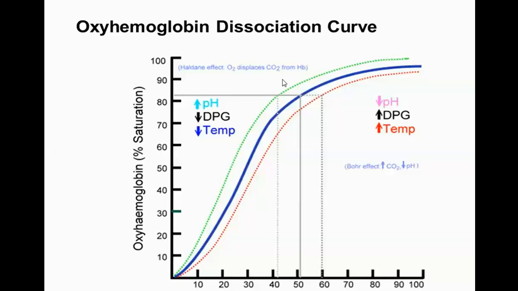Why is this curve sigmoid or S-shaped? This curve is sigmoid or S-shaped because we have 4 subunits in the hemoglobin molecule. Each molecule of hemoglobin has four atoms of iron.